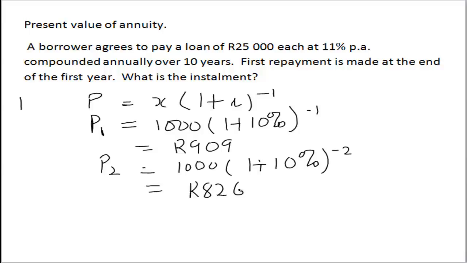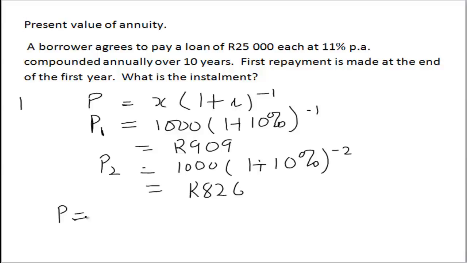Now what it basically means is that you can borrow 826 rand. You don't have to pay it at the end of the first year. You can pay your total of 1,000 rand at the end of the second year, and you owe nothing. Right, now this leads us to the main problem. So if we are borrowing, let's say P, and we're paying 10 installments.